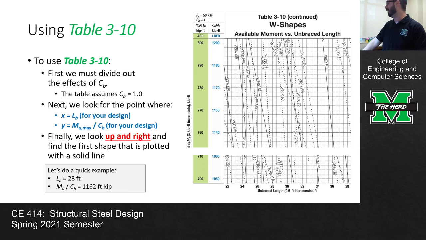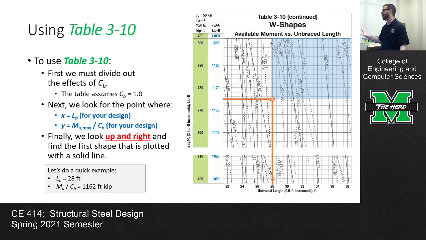So for example, watch my little animation here. Let's say we have an unbraced length of 28 feet, and let's say we have a maximum moment after we've divided out Cb of something like 1162. So what we would do is find that point. You can see that's where Lb is 28 and the Mu is 1162. And what we would then do is look up to the right. Any section that's in that blue region is a viable candidate, because any section in that blue region is going to be able to withstand a higher bending moment, and it's going to have a longer Lb. So any of those sections work.